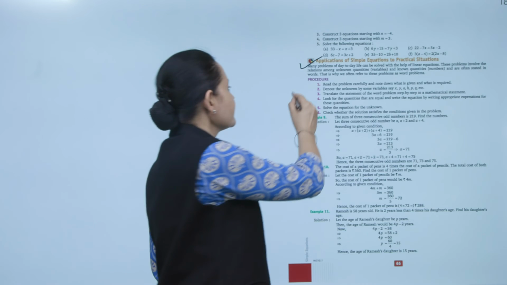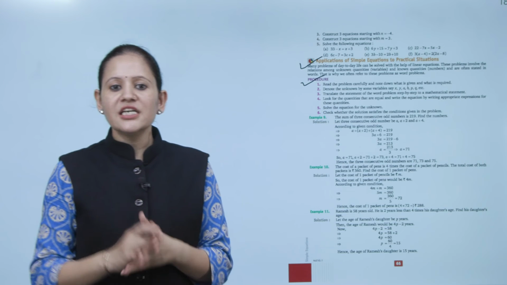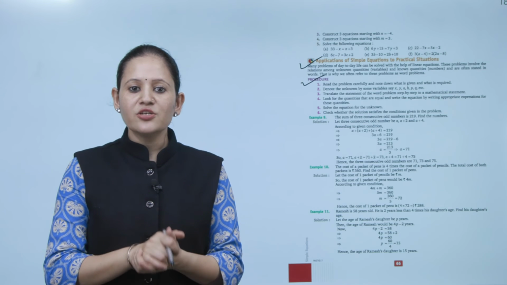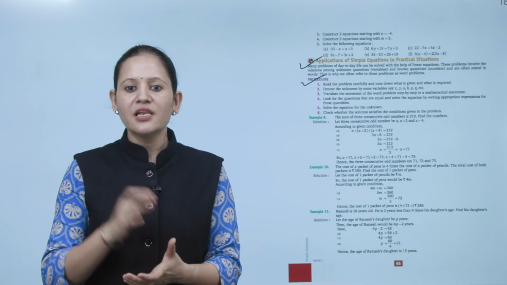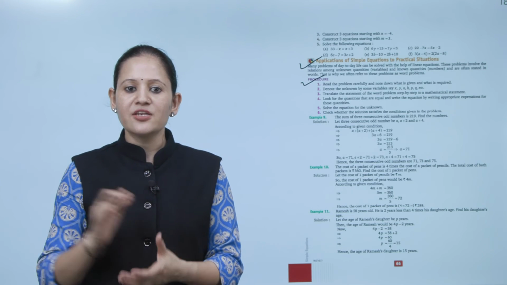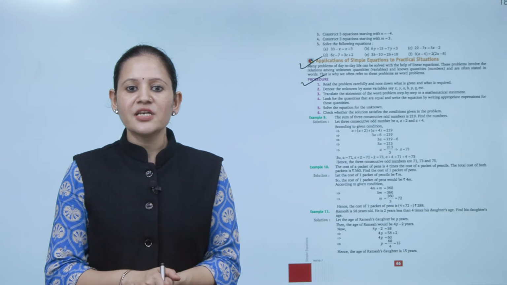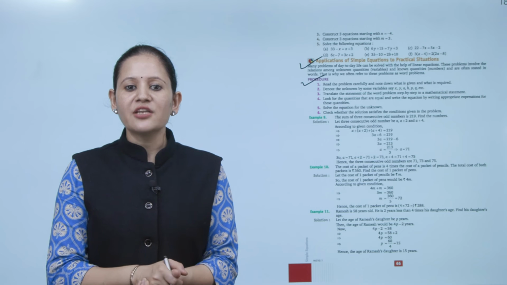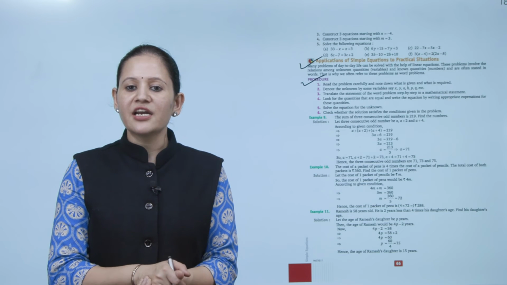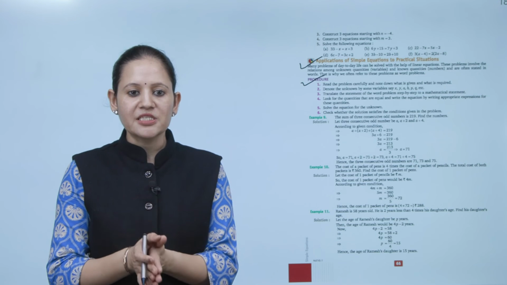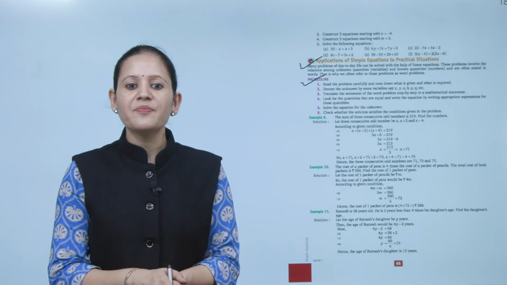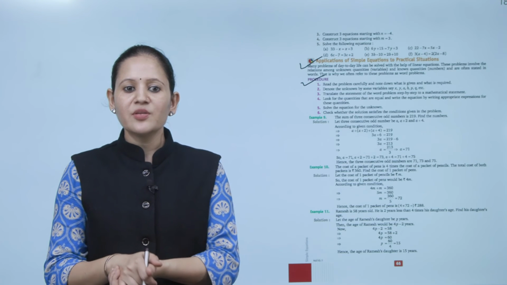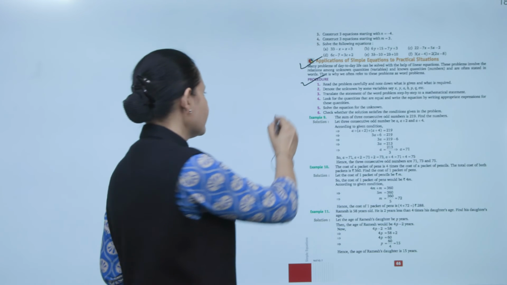Procedure. Read the problem carefully and note down what is given and what is required. Denote the unknown by some variable like x, y, a, b, p and q, etc. Translate the statement of the word problem step by step to a mathematical statement. Look at the quantities that are equal and write the equation by writing appropriate expressions for them. Solve the equation for the unknown. Check whether the solution satisfies the conditions given in the problem. Now we'll take an example.